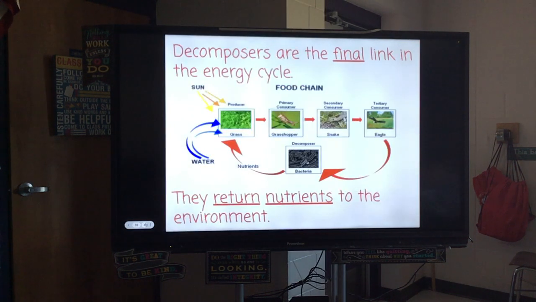And then decomposers are the final link in the energy cycle. They return nutrients to the environment.